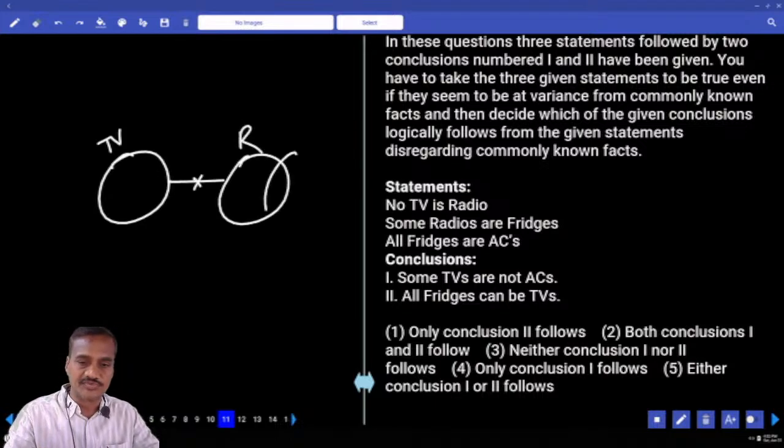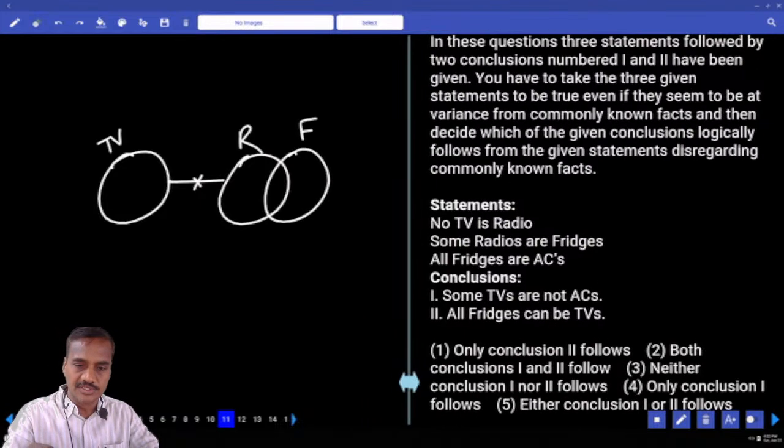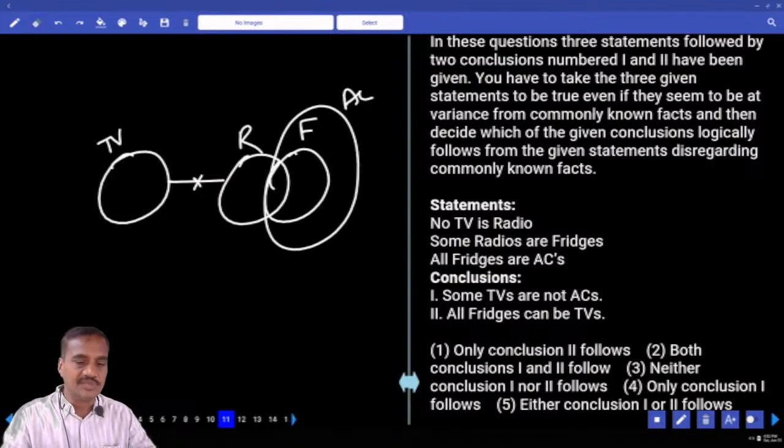And some radios are fridges, radio and a fridge. And at the same time, all fridges are ACs. All these fridges are a part of what? ACs. Make the basic diagram. And some TVs are not ACs, that is definitely true as of now.